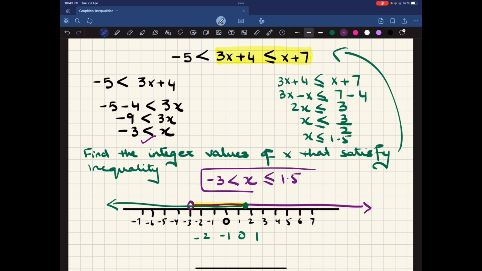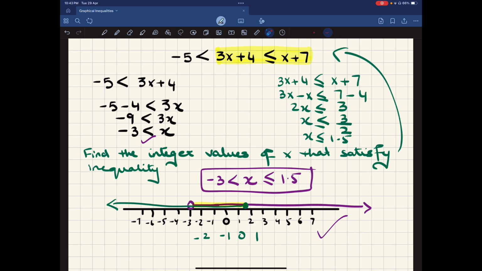So this is your solution algebraically, and this is how we're going to plot it on a number line. So you do not necessarily need to draw the number line to list the integer values. You can also figure that out from this inequality. So -3 is not included. It will have -2, -1, 0, 1. And since it's less than or equal to 1.5, that is where we're going to stop.